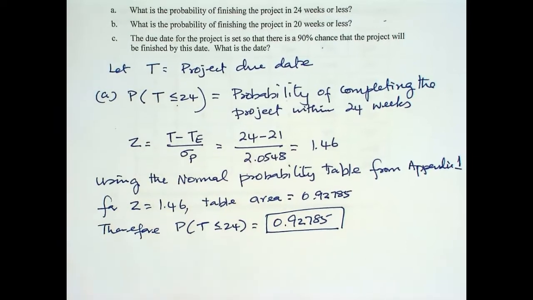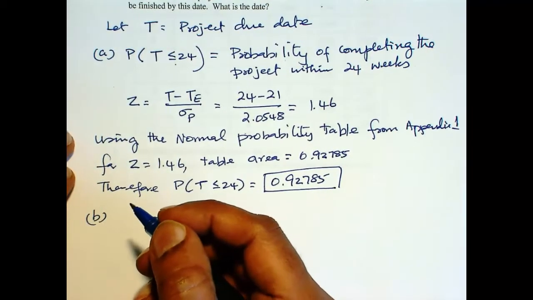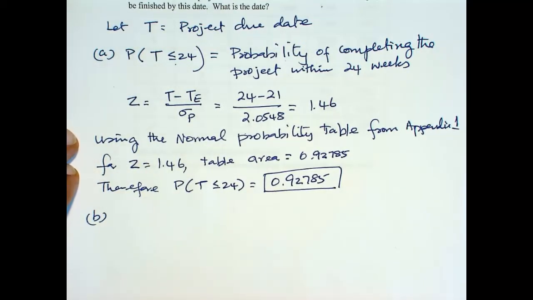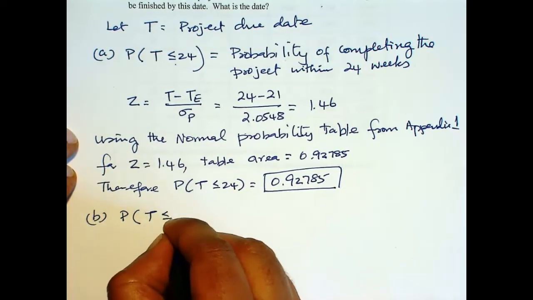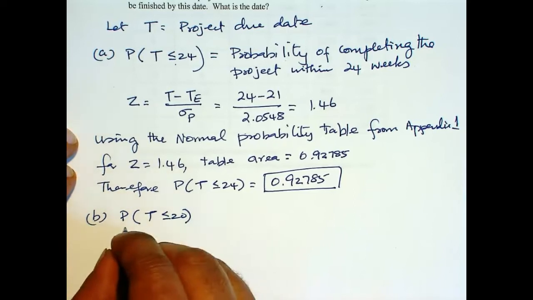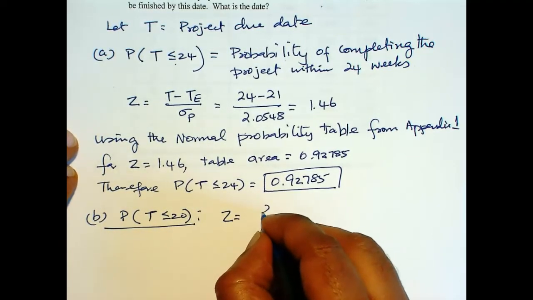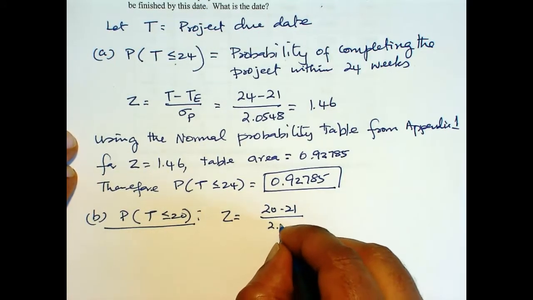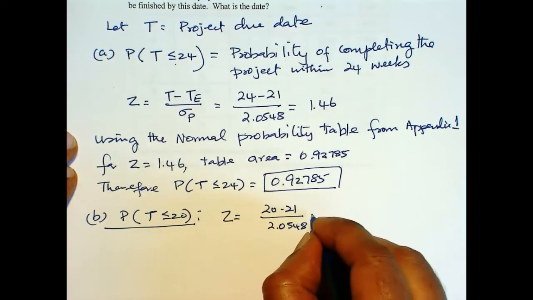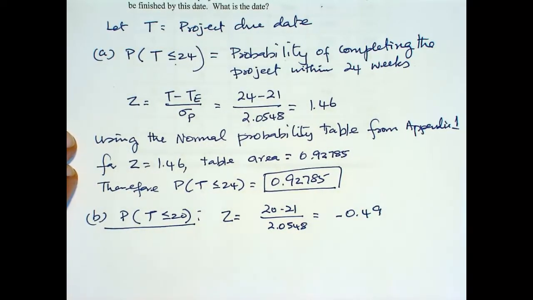Now let's look at B. B is what is the probability of finishing the project in 20 weeks or less. So now we have T less than or equal to 20 is what we want. So we find Z is 20 minus 21 divided by 2.0548, and that is minus 0.49.